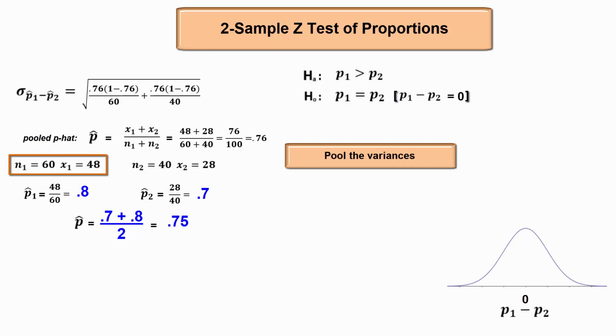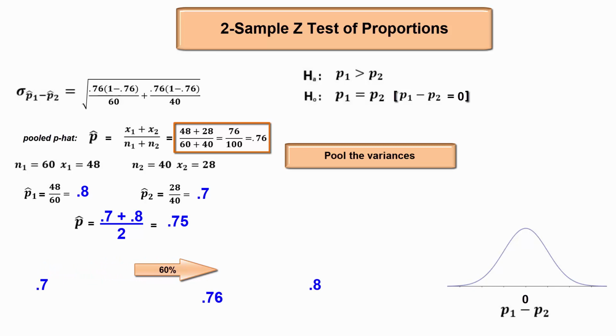Since the larger sample is likely to be more accurate, we need to give it more weight and use a pooled p-hat above the averaged p-hat of 0.75. Pooling the two samples automatically gives the larger sample 60% of the weight in this case, and the estimated pooled p-hat is 60% of the way from the smaller proportion of 0.7 to the larger proportion of 0.8. This is how we arrive at a pooled p-hat of 0.76, the best possible estimate of the unknown proportions if they are equal. So remember, the null is assumed to be true. We must estimate what these equal proportions are.